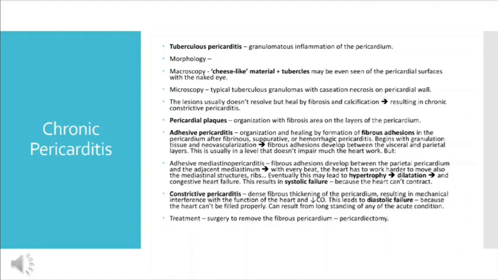Third, you can have adhesive pericarditis, which occurs due to organization and healing by formation of fibrous adhesions in the pericardium after fibrinous, suppurative, or hemorrhagic pericarditis. It begins with granulation tissue and neovascularization, and then fibrous adhesions develop between the visceral and the parietal layer. And this usually doesn't impair the work of the heart much, but when it becomes adhesive mediastinopericarditis, the fibrous adhesions develop between the parietal pericardium and the adjacent mediastinum.